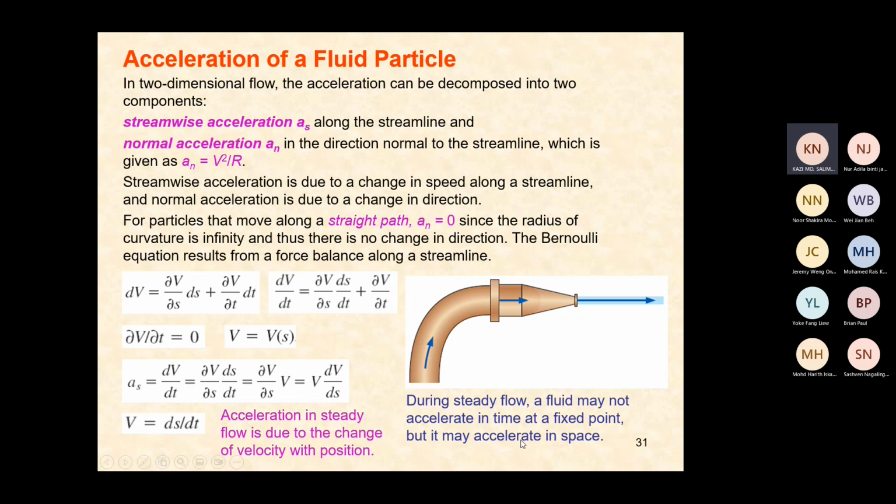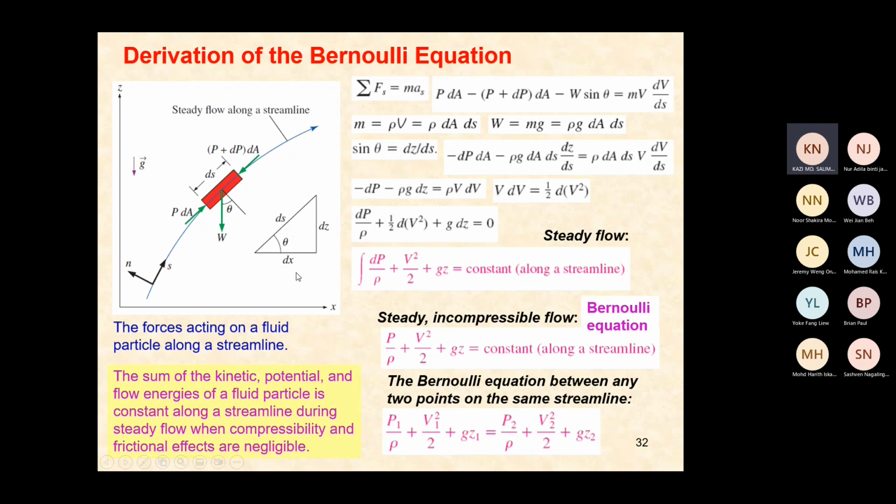So we can say that during steady flow, a fluid may not accelerate in time at a fixed point, but it may accelerate in space. So there, we're not considering this, we're considering steady flow in this case. Next, we move on further to the derivation of the Bernoulli's equation.